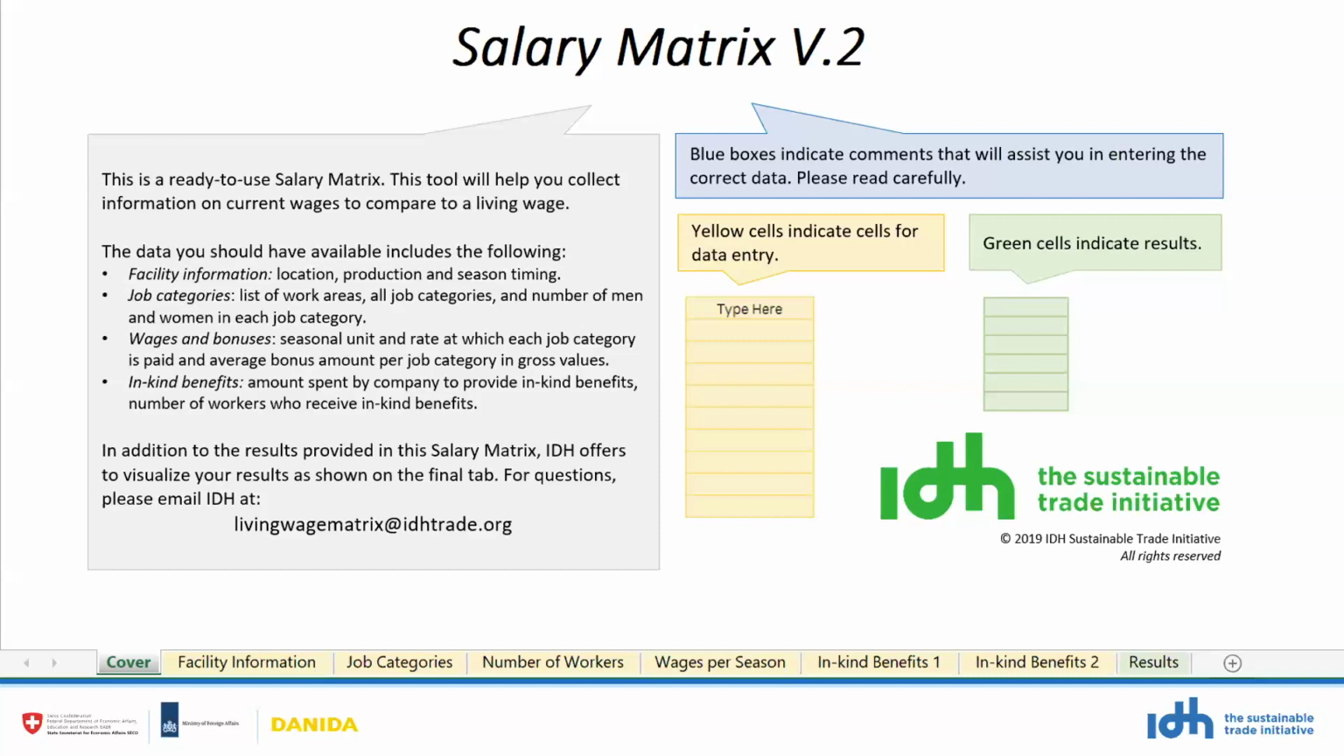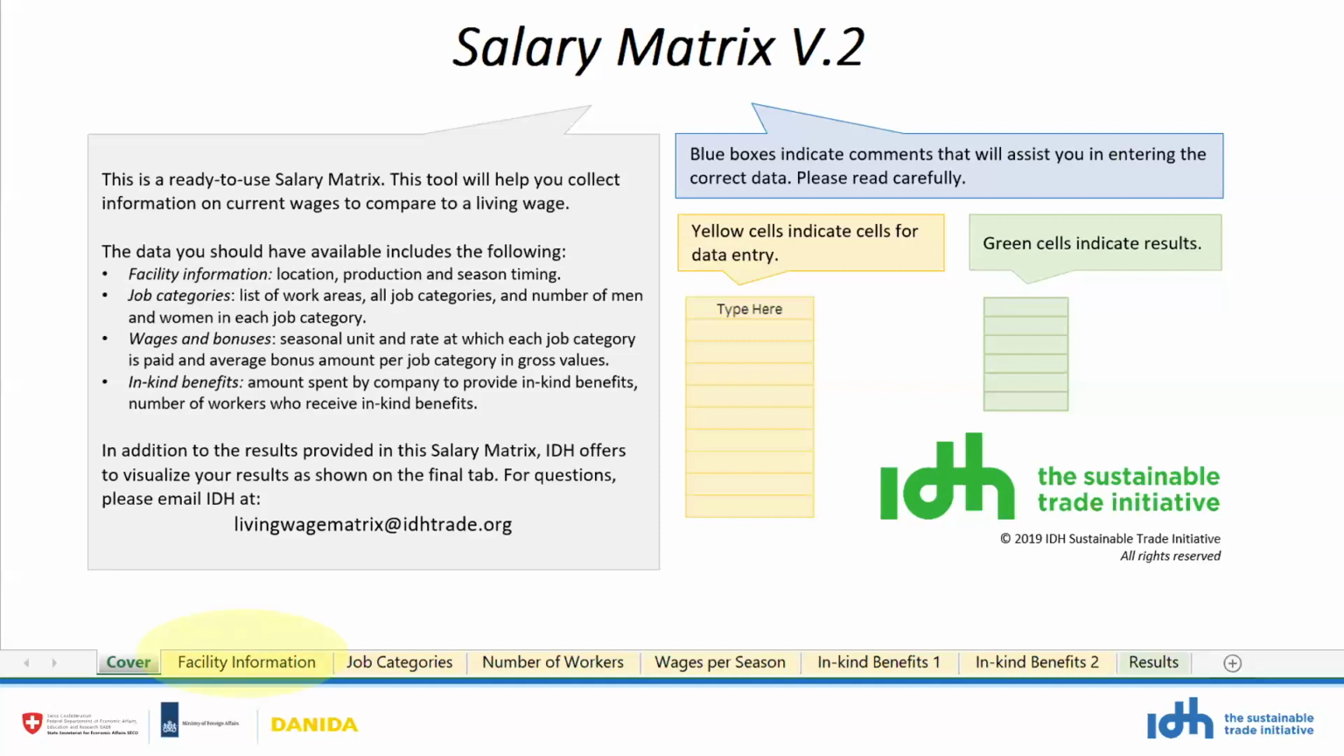For any additional questions, feel free to email us at livingwagematrix@idhtrade.org. Throughout the tool, you will also notice that blue boxes indicate comments with further details that should assist you in entering the correct data. Please read these carefully. Also, yellow cells indicate cells for data to be entered, and green cells indicate where results can be found. Once you have carefully read the Cover tab, you can next move to the facility information.